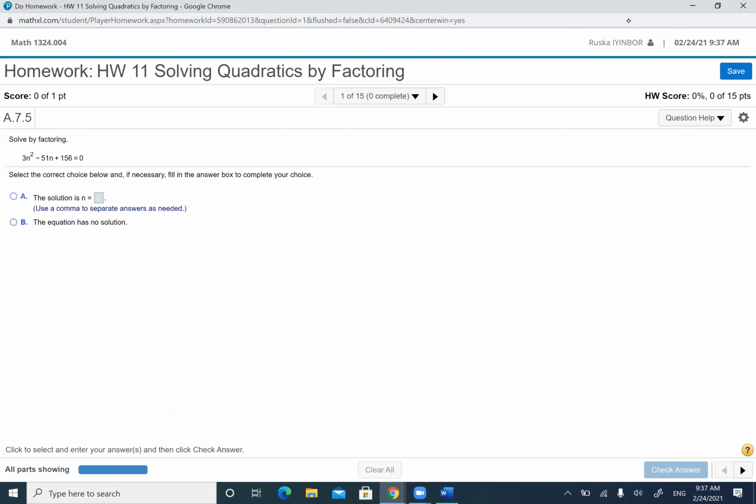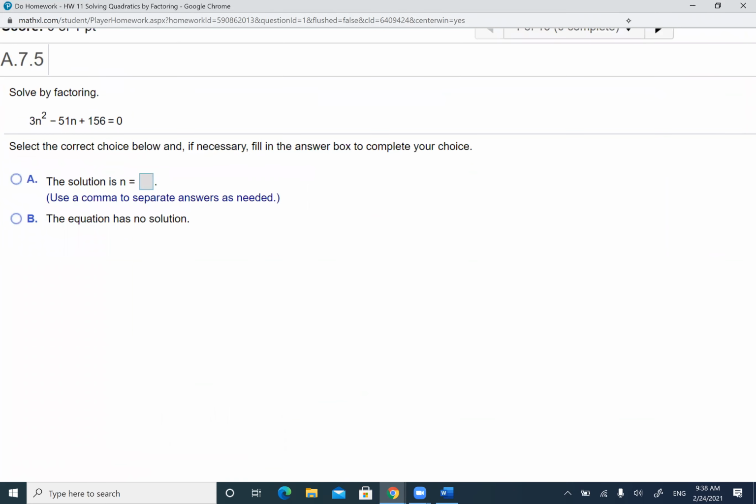Okay, so this is how you do it. I'm going to do number 1. So first I'm going to factor it. Okay, so how do you factor? We're going to get the common factor. All these numbers are divisible by 3, right? So I'm going to factor out 3. So pretty much divide all of these numbers by 3. So I'm going to get n squared minus 51 divided by 3 is 17, n plus 156 divided by 3 is 52. And we have equals 0.